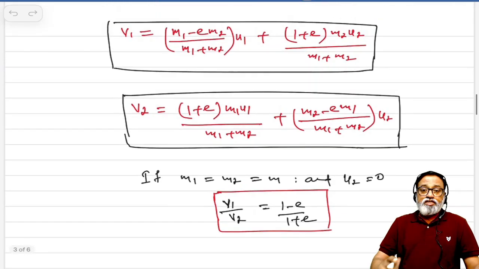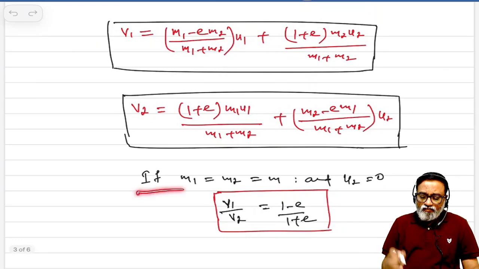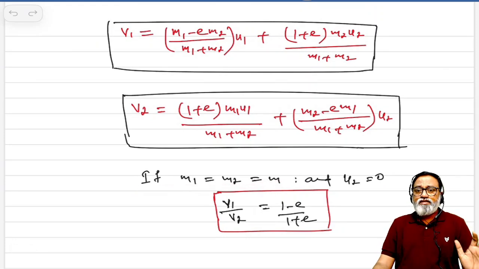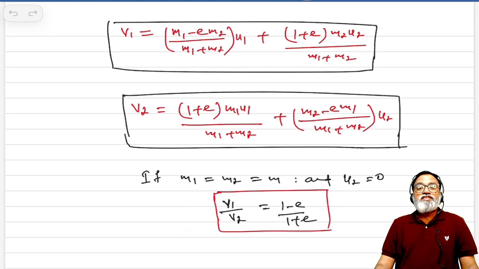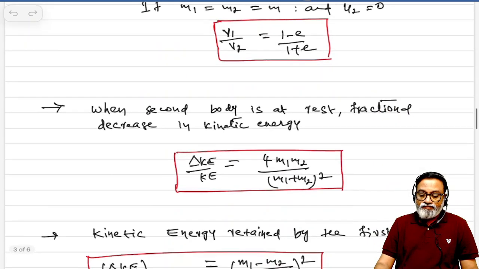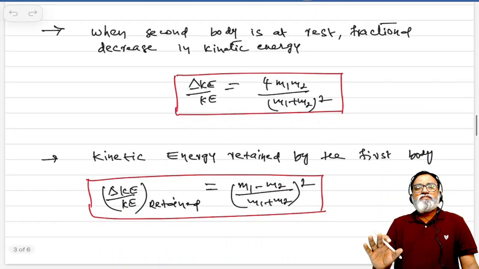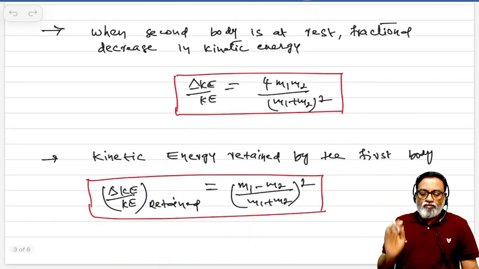This is also very, very important. If the bodies have equal mass and the second body is at rest, then the ratio of velocities after collision, it's a very, very important one: v1 by v2 is equal to (1 minus e) by (1 plus e). Many times a direct question is given on this formula.